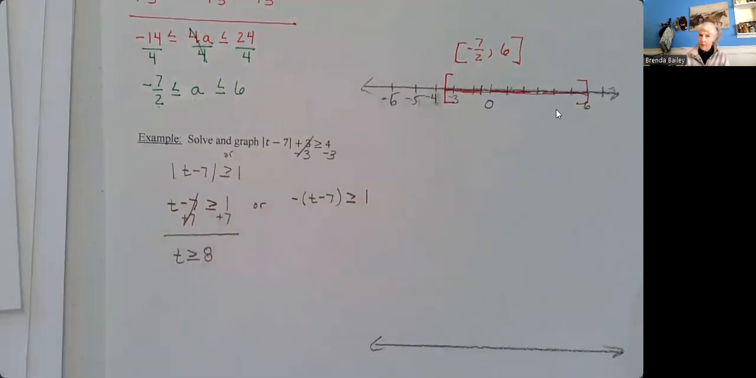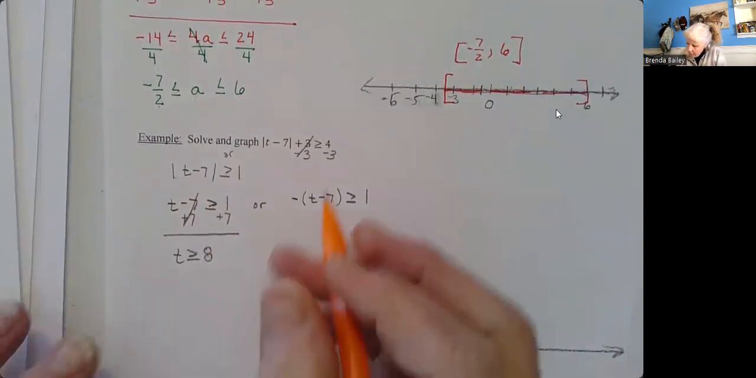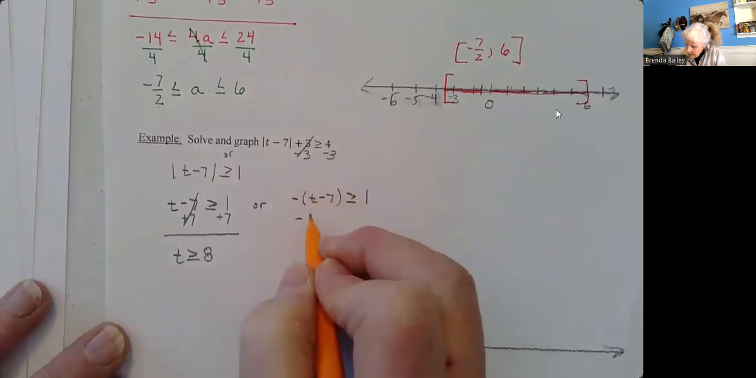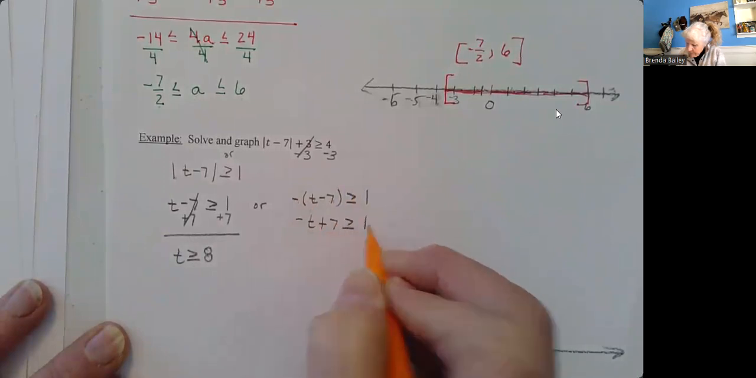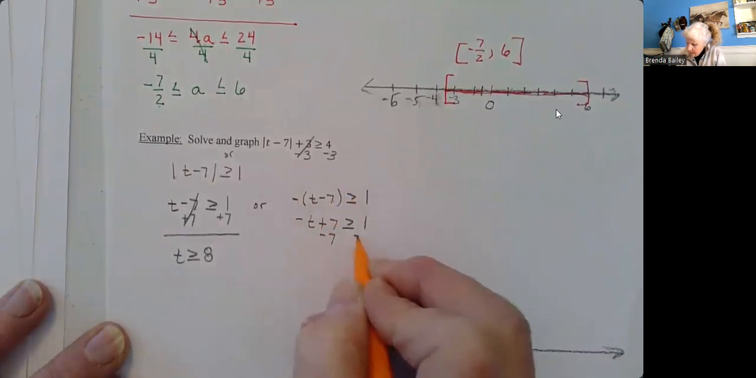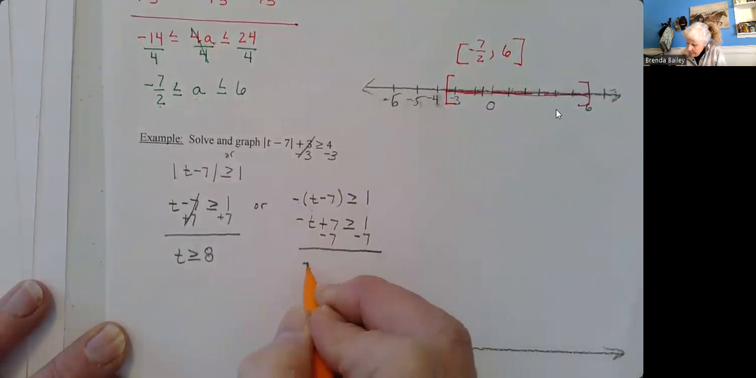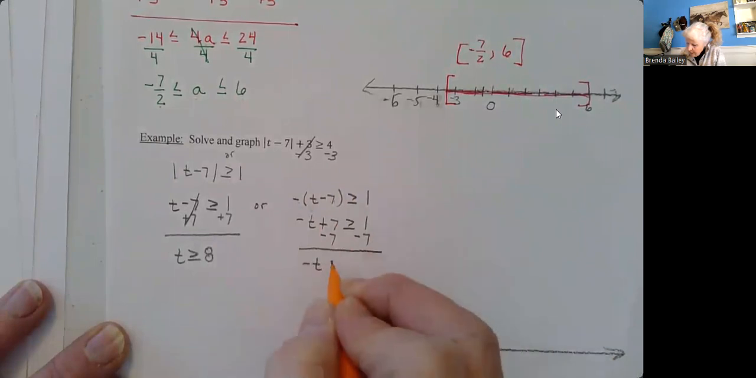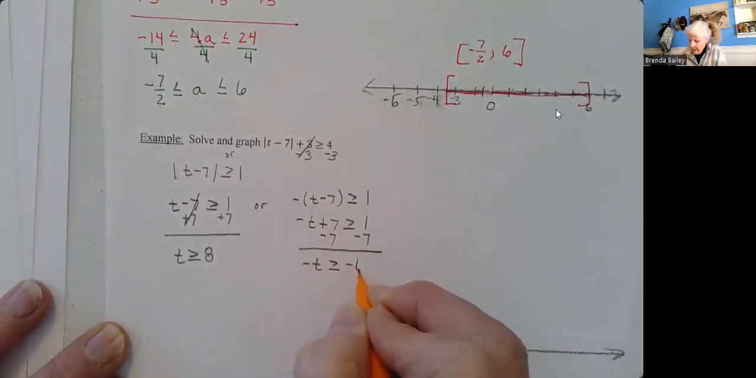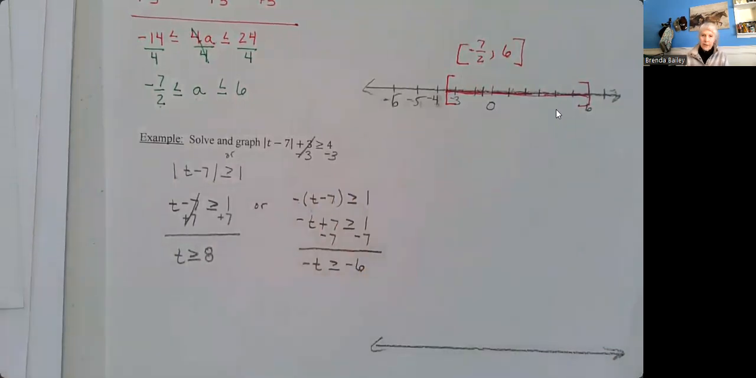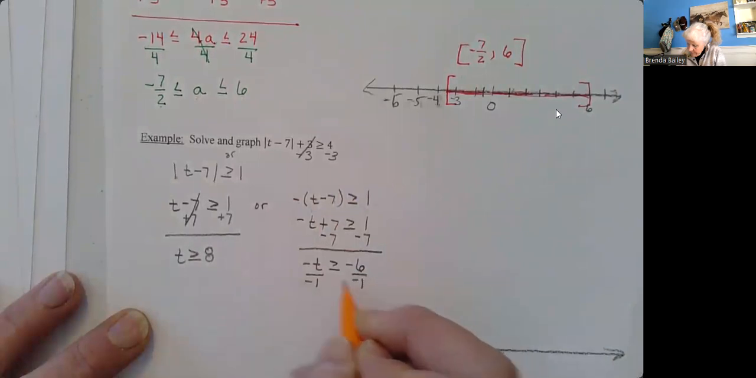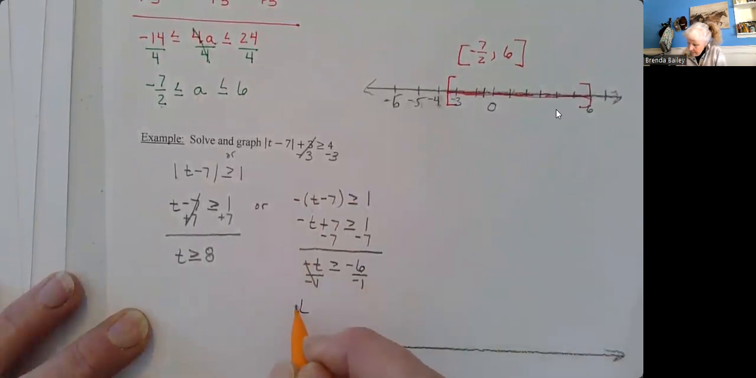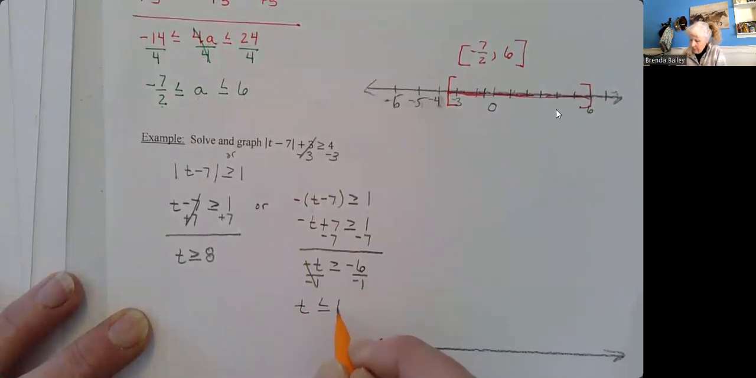Awesome. We're almost done. Here, negative t plus 7. Subtract 7, subtract 7. Negative t is greater than or equal to negative 6. But we have to get rid of the negative by dividing by a negative 1. So we have t, but when we divide by a negative, we flip the inequality and you get 6.